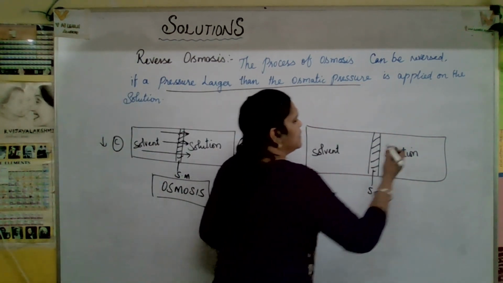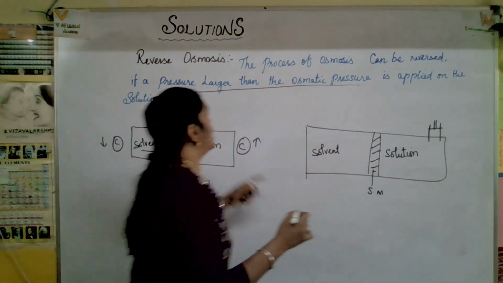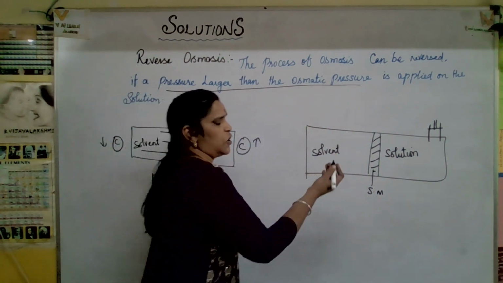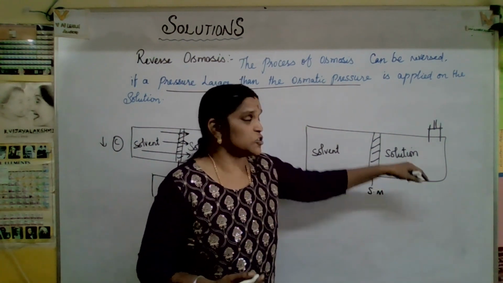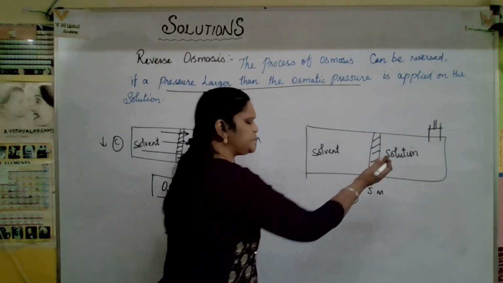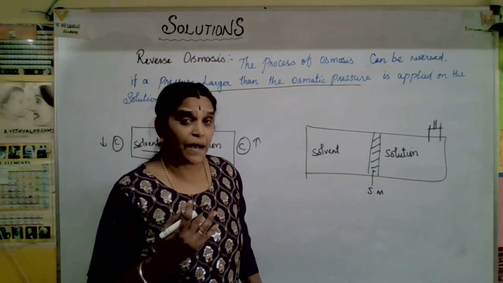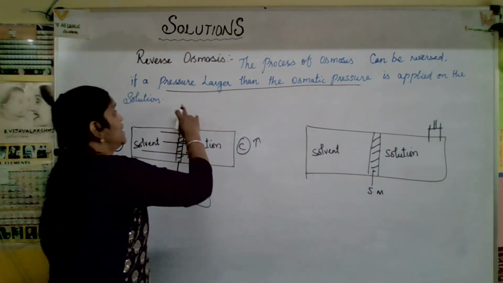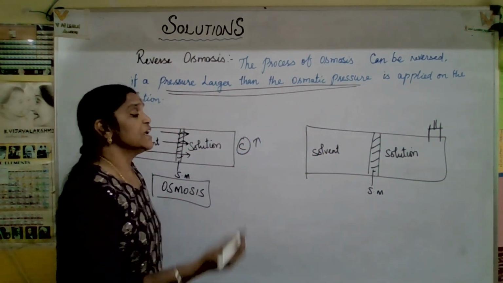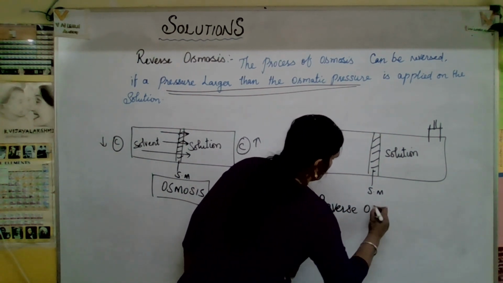Now what happens? We are applying pressure. How much pressure? Larger than the osmotic pressure. We are giving pressure on the solution side. So naturally the solvent molecules pass from the solution to the solvent, because the pressure is larger than the osmotic pressure. That is reverse osmosis.